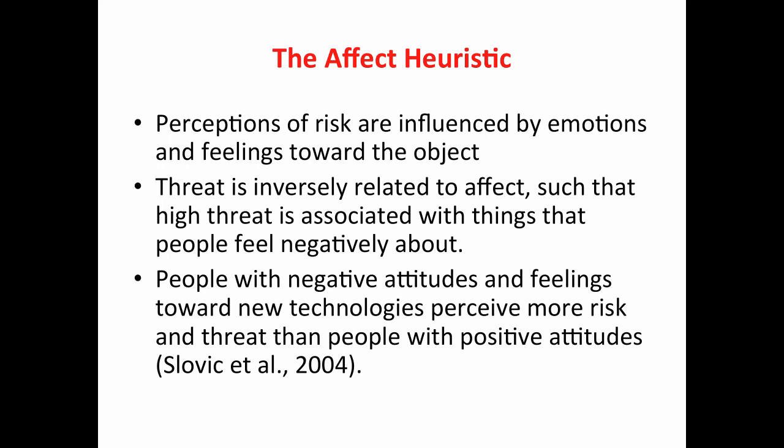If I don't like it, it's risky. If I like it, it's not risky. Conversely, low threat is associated with things we feel good about. For example, technologies that are seen as beneficial are routinely perceived to be at low risk. This is a common finding in the literature. We like our computers, therefore they must be low risk. The affect bias may be partly responsible for the paradoxical negative relationship between risk and benefit in most people's minds.